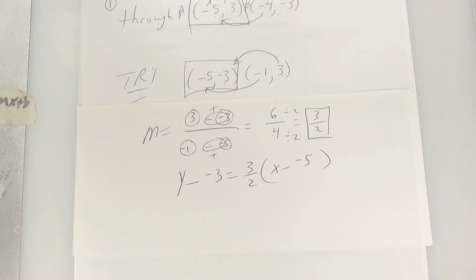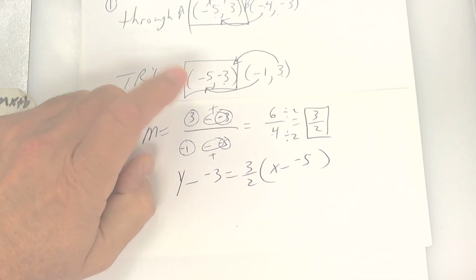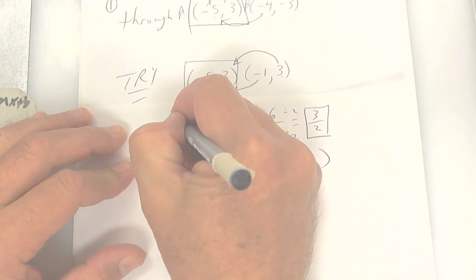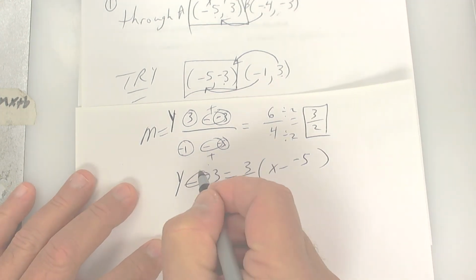Okay? It's a lot of work, but you have to be able to do this, and it's going to be on your test. So you have to first find the slope correctly. Make sure you put the y's at the top. Y's at the top, okay? And then work it out. So let's finish it up.